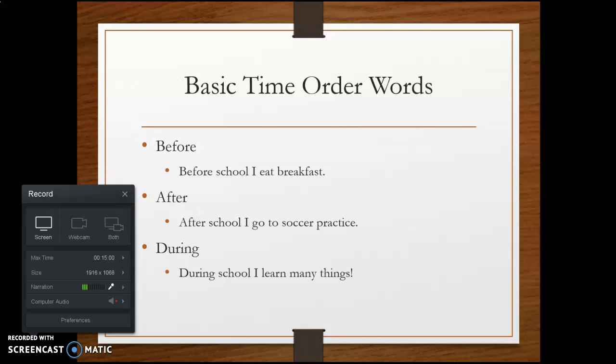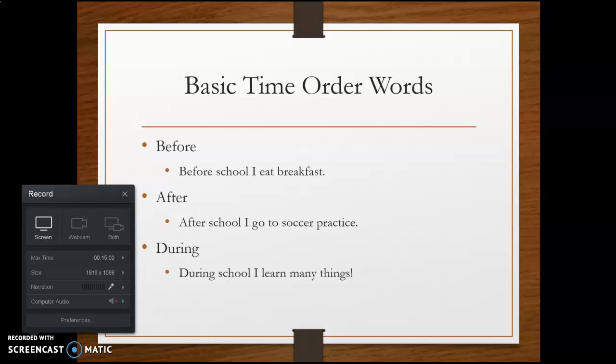Before in Spanish is antes, and after is después. Okay, so before school, I eat breakfast. Even though school is talked about at the beginning of the sentence, breakfast is what happened first. So before school, I eat breakfast. This means breakfast, then school.